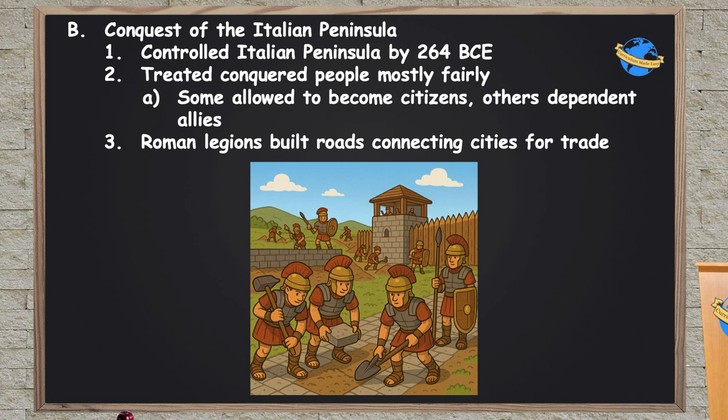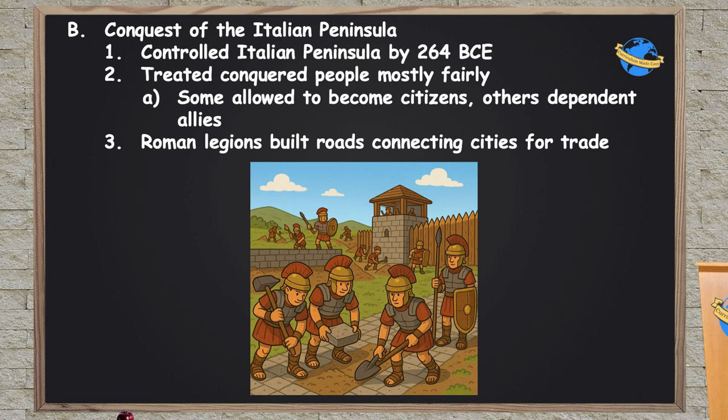By the year 264 BCE, the Romans controlled most of the Italian peninsula. For reference, that's around 60 years after the death of Alexander the Great. As Romans conquered their neighbors on the Italian peninsula, they treated most of them mostly fairly. Some were allowed to become citizens, where others became dependent allies.